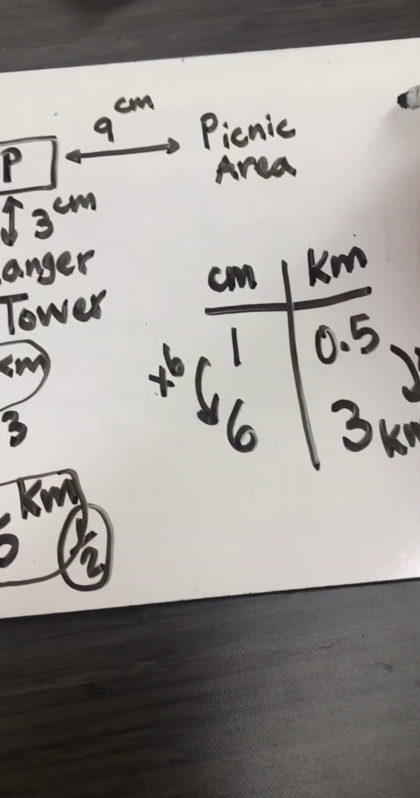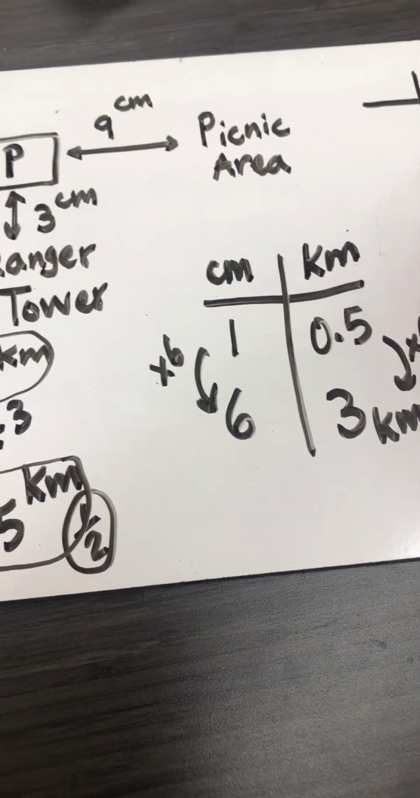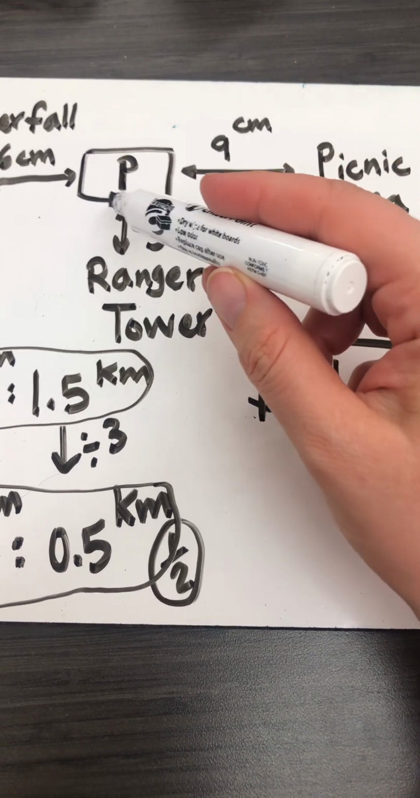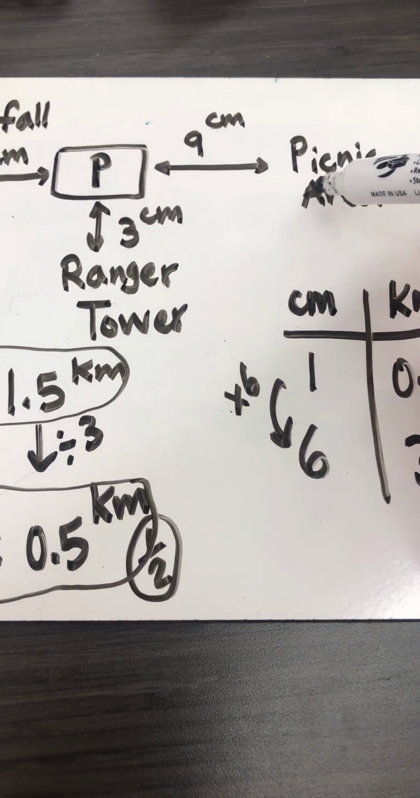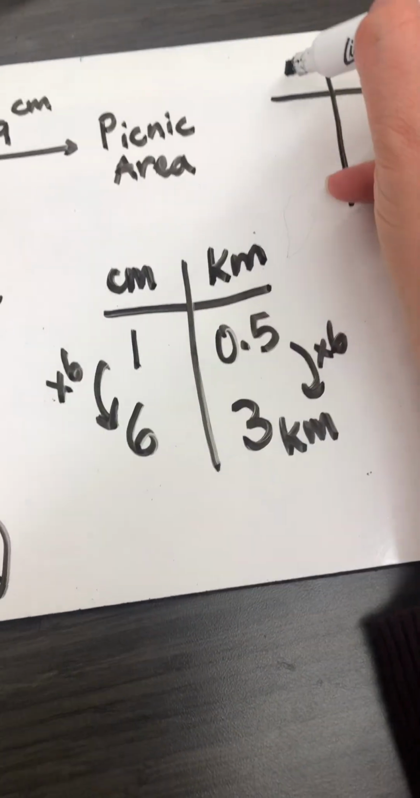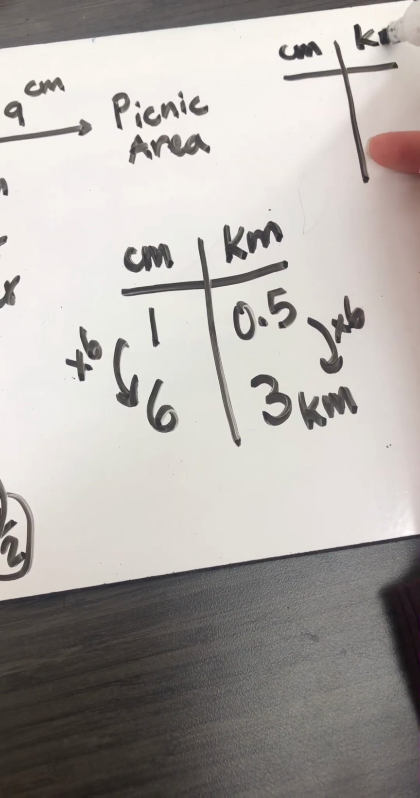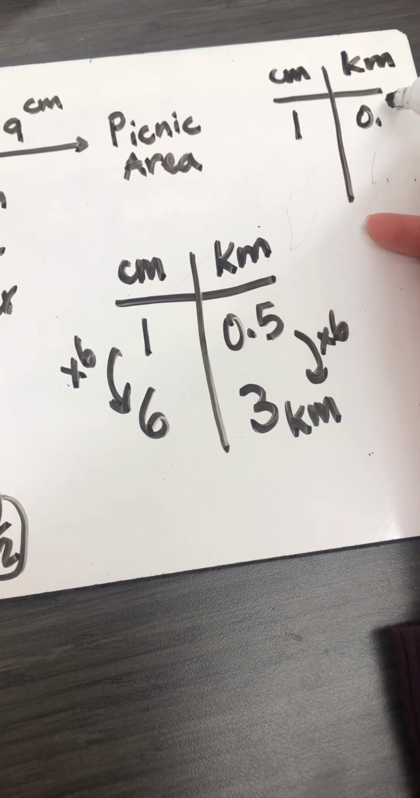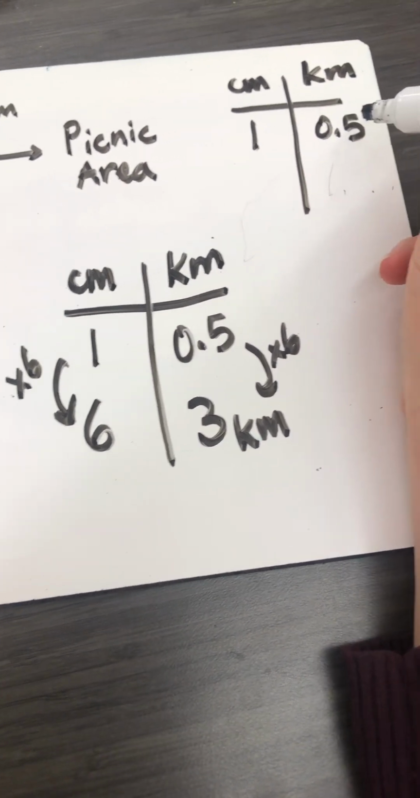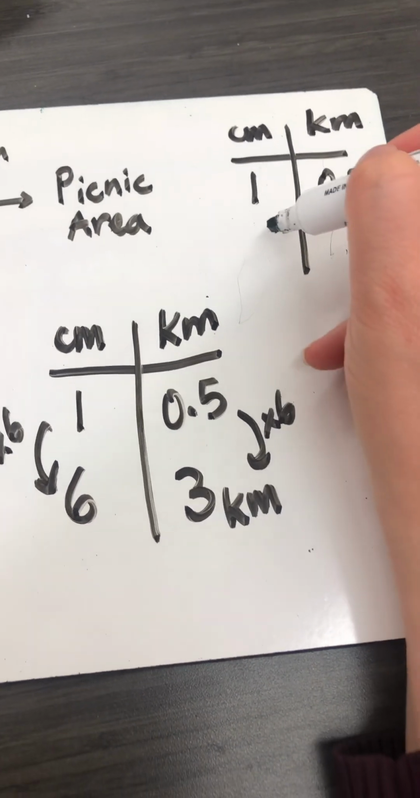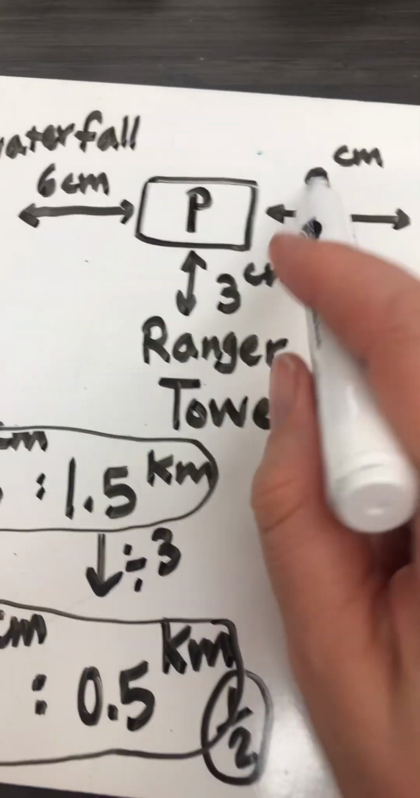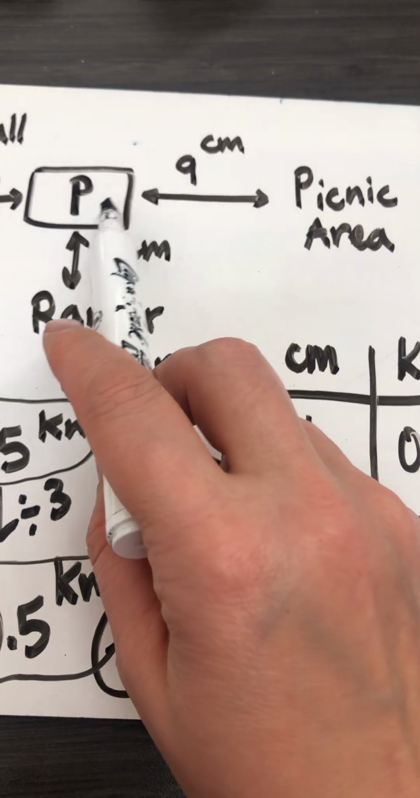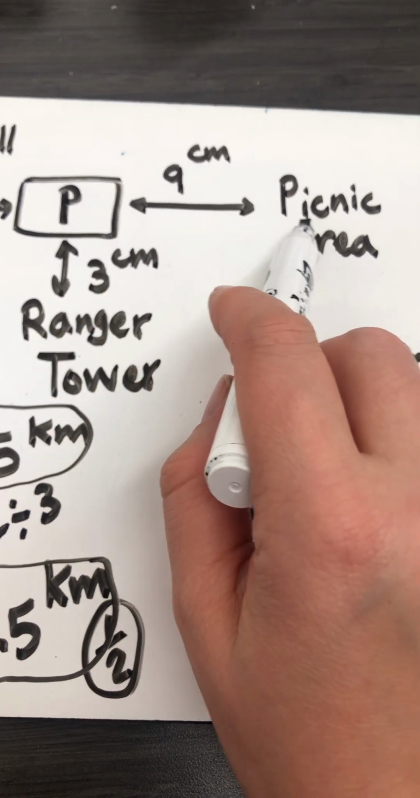And then I'm going to go ahead and create a table again, so I can find the real measurement from the parking lot to the picnic area. So again, I'm putting centimeter here and kilometer here. I'm using the 1 centimeter represented for half a kilometer, and 9 centimeters, since it's 9 centimeters on the map, for the distance from parking to picnic area.